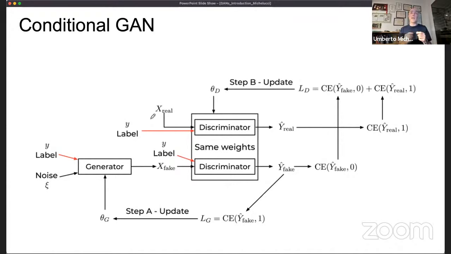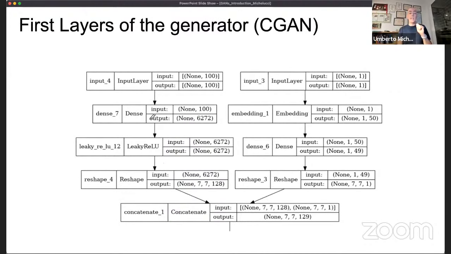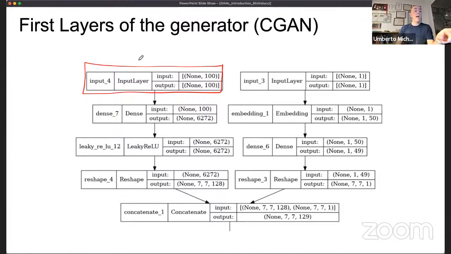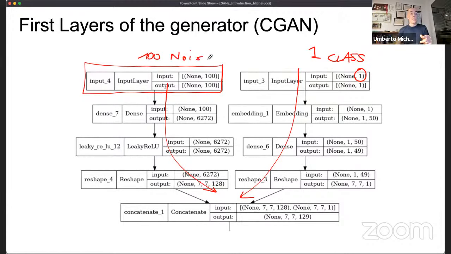The code is very similar, and you will find an example in the repository, but it's slightly more complicated to develop because you have to change the structure of the network. For those of you who have seen a network before, I wanted to show you that this would be the input for the 100 noise numbers. And this one here is simply something that accepts one number as input. That would be the class. Then you merge the two. So you take the class here, and here you get the noise. Just to give you an example.